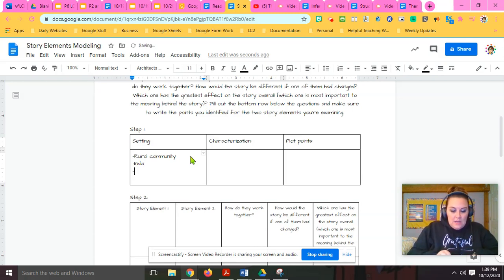I would even say impoverished community. And I could support that with the fact that there were the dirt roads, right?